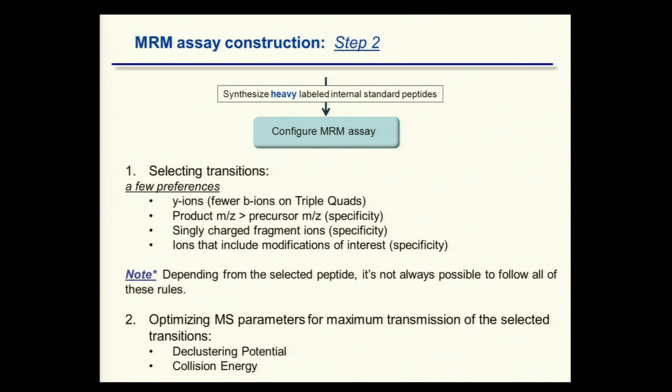Second step of the process: once we choose the peptides, we then synthesize, or order, those peptides in heavy labeled forms.